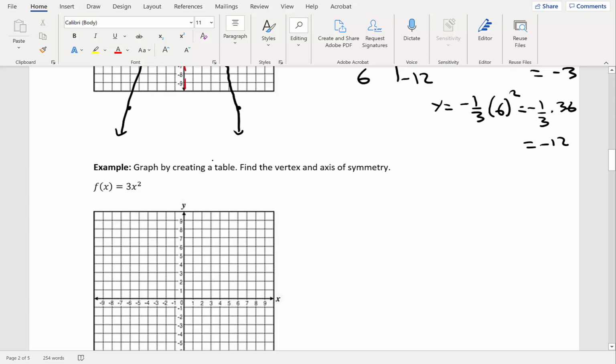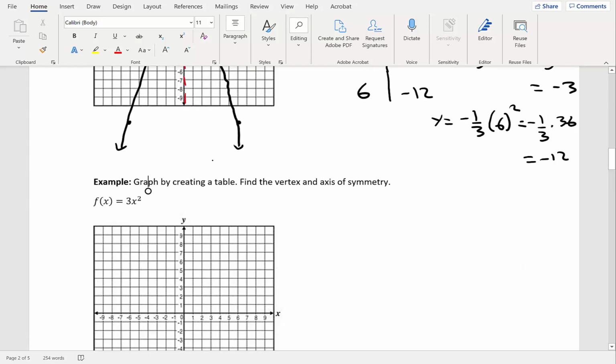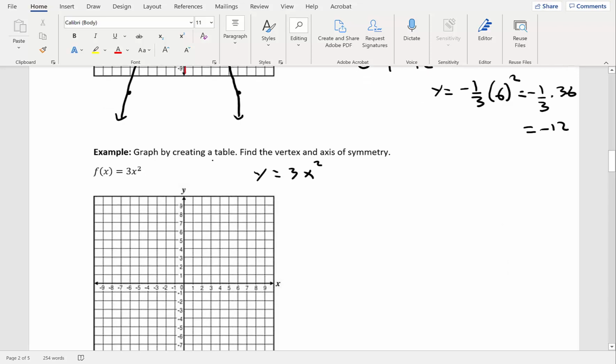All right, now our next problem. Okay, so we want to graph by creating a table. This time we have f of x is equal to 3x squared. But remember, this is just the same as y equals 3x squared. Okay, now let's go ahead and create our table. So we have x, y. Now the very first point that I want is whatever's going to make the x squared part 0. Which in this case, very similar, it's going to be 0.